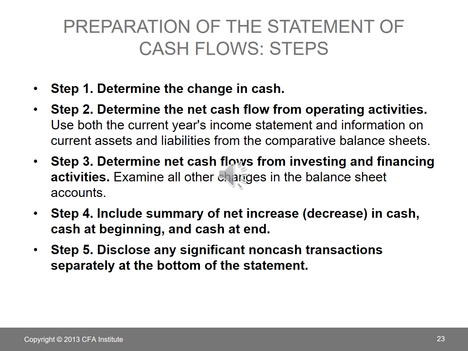The third step would be to determine the net cash flows from investing and financing activities. So you can examine all other changes in the balance sheet accounts to figure out what are the changes that occurred in cash flows relating to investing and financing activities during the financial period. And the fourth step would be to summarize the net increase or decrease in cash, so deciding the cash at the beginning and cash at the end of the financial period. And finally, step number 5 is to disclose any significant non-cash transactions separately at the bottom of these statements.